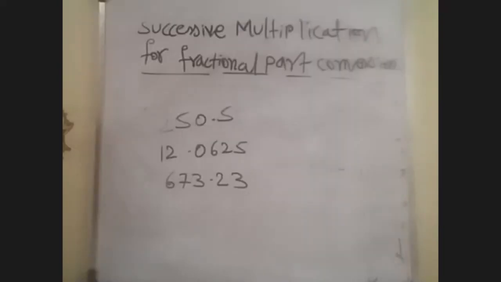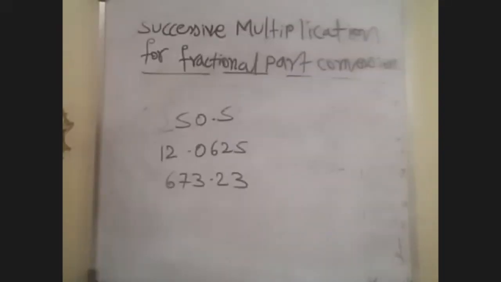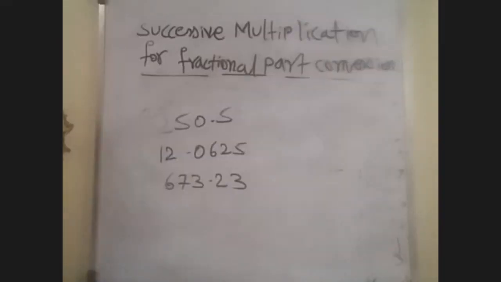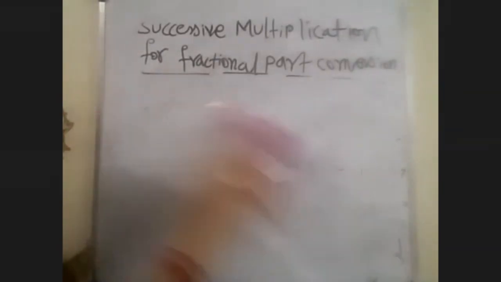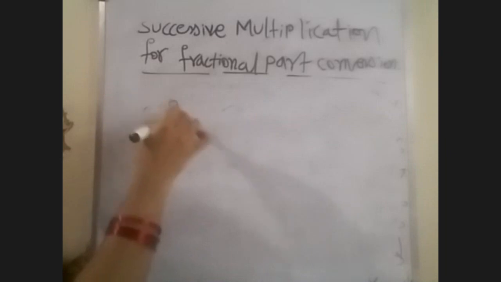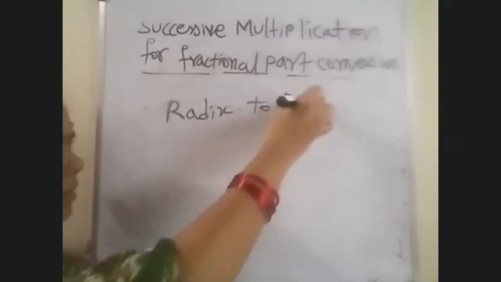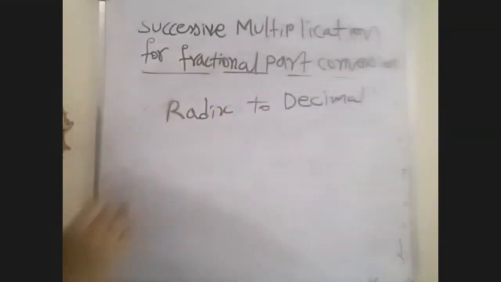Okay, so conversion we completed, that is decimal to any radix. Decimal to any radix is completed. Next one, convert any radix to decimal.